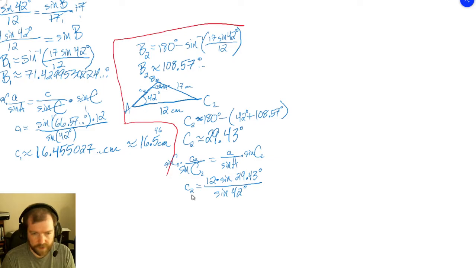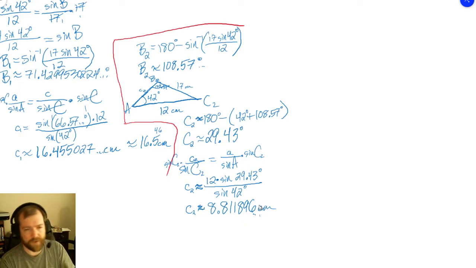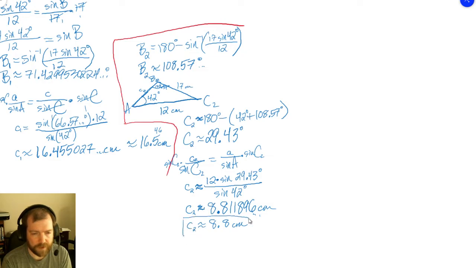So this is going to be 12 times the sine of, I stored this into the second row C, so that is H on my calculator, divided by the sine of 42 degrees. Little c2 is approximately 8.811896 centimeters. And again, more after that, but I don't really care about this. I only care about the first, maybe second decimal place. So 8.8 centimeters is going to be approximately our value. That's going to be good enough for now.